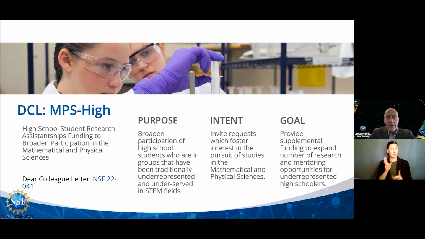So if you want to apply to it, you can look up the number 22041. You have to have a specific student identified, and a maximum of 2 students, and you can get up to $6,000 supplement to an existing grant per student for up to 2 students.